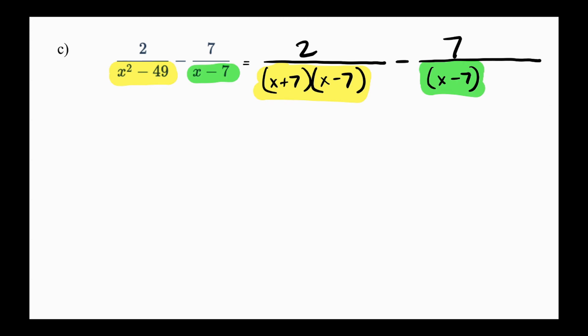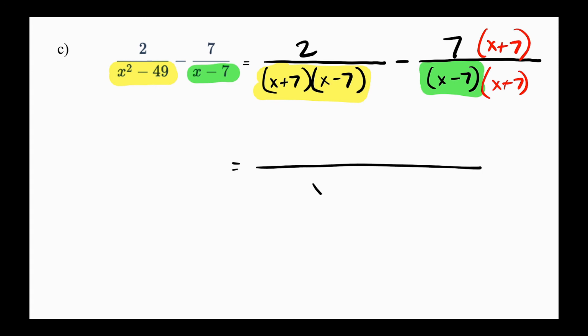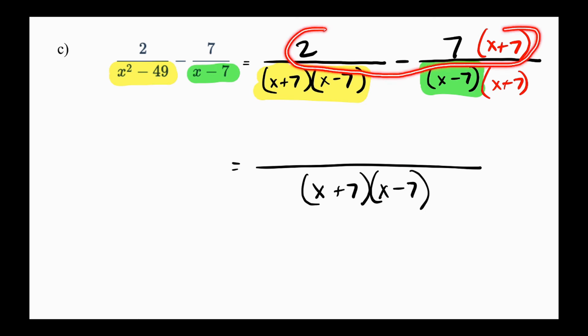Okay, what's missing? What's needed? An x plus 7 over here, right? An x plus 7 over here. And now they're balanced. Now they both have a common denominator, and that common denominator is just x plus 7, x minus 7. Okay. Add or subtract the tops. That means put these guys together right there.